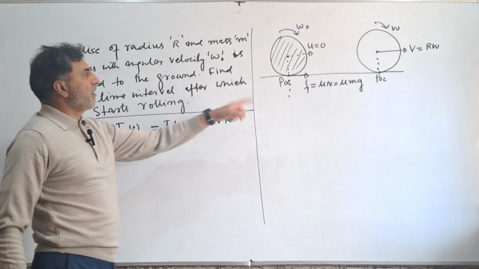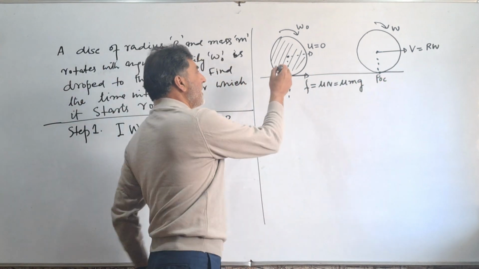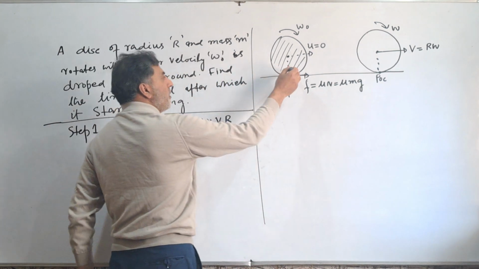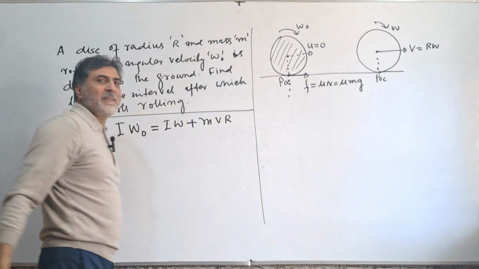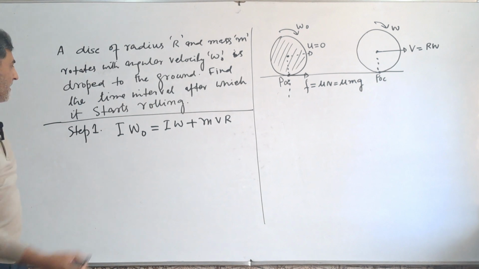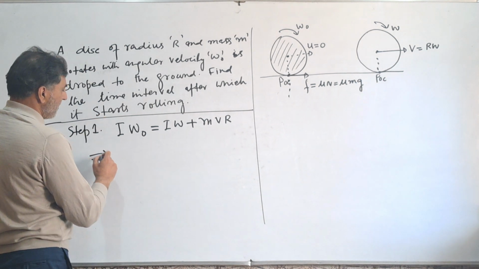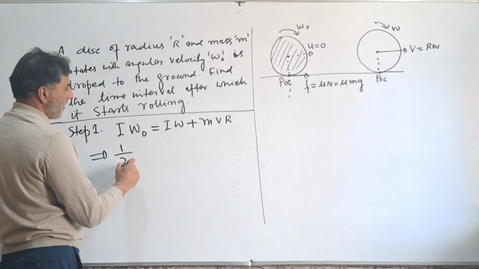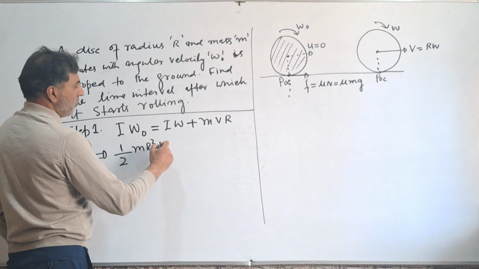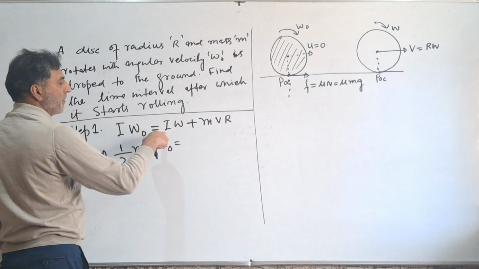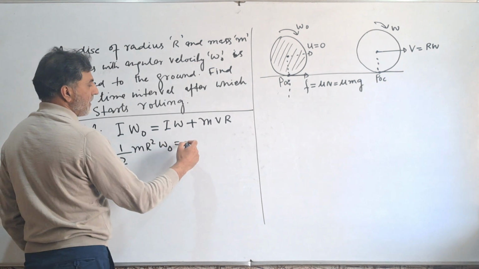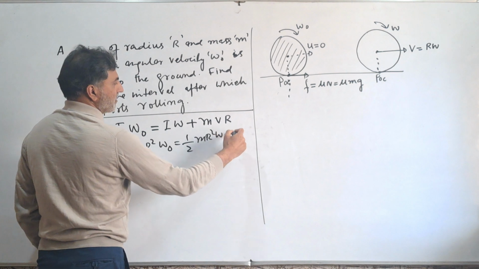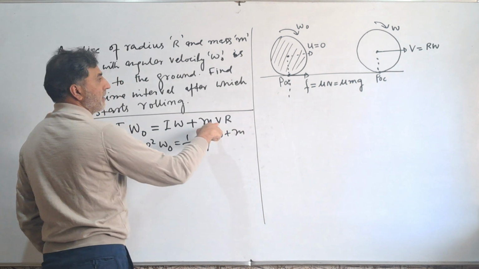Why should the angular momentum be constant from here to here? Because the torque about this point is 0. Why is the torque about this point 0? Because the force passes through this point. As simple as that. So let me solve this. The moment of inertia of the body about the center of mass is 1 by 2 m r square, so 1 by 2 m r square omega 0 equals 1 by 2 m r square omega plus m. What is this v?